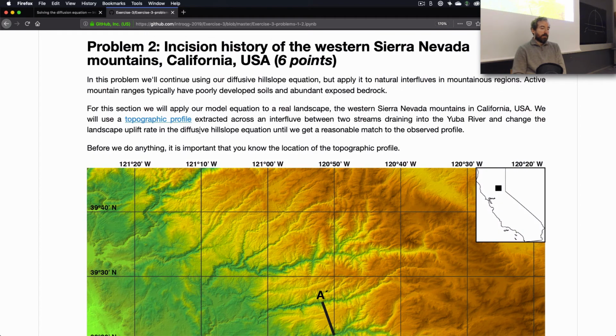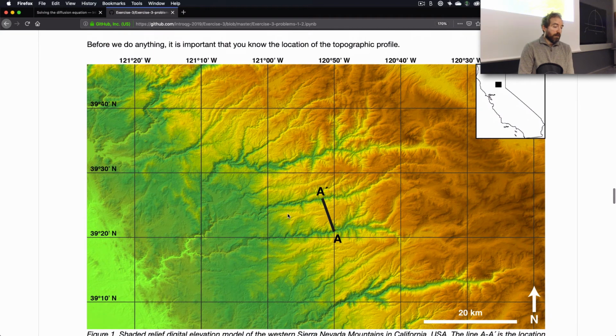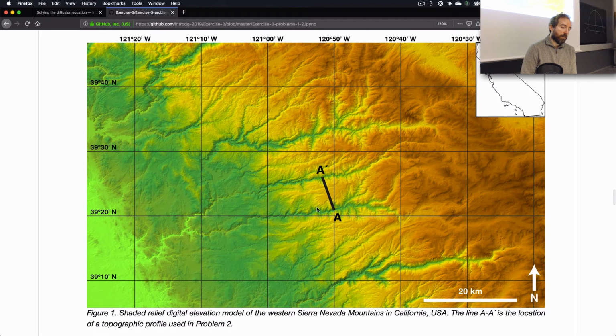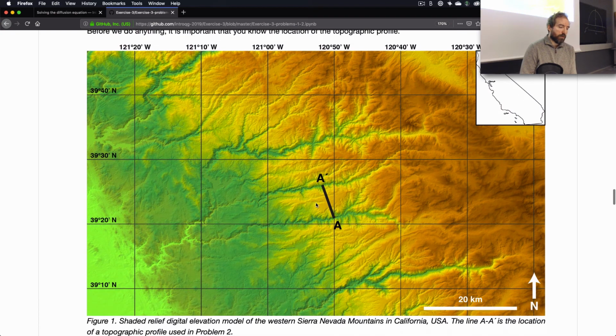problem number 2. For this, we're going to take a trip to California. Unfortunately, only mentally, but we'll go to the western side of the Sierra Nevada mountains in California and look at a hillslope profile here that was extracted between 2 rivers that are draining into, I think it is the Yuba River. 2 tributaries to the Yuba River. So we've got our profile A to A prime here that's from a natural landscape.